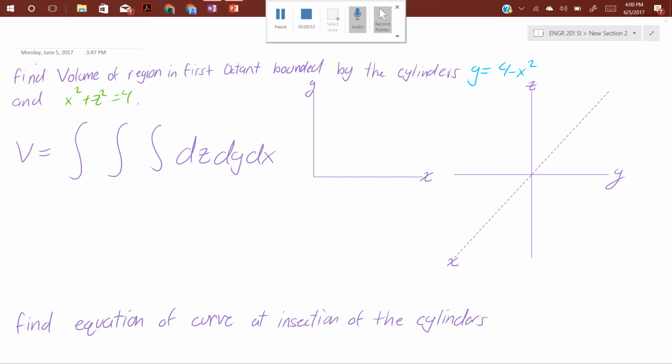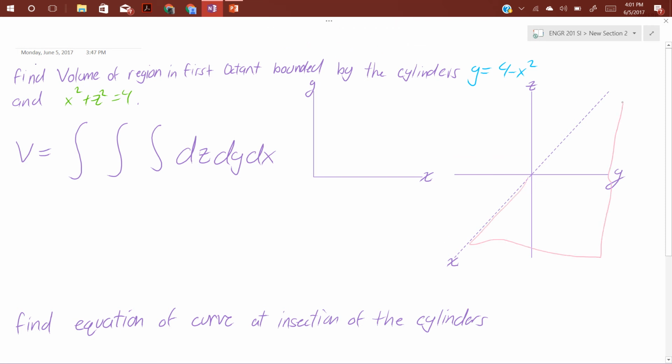The question is asking to find the volume of a region in the first octant. First octant meaning only the positive areas. So it's going to be this little square, the positive x, y, z, so we're looking in this region here. And it's bounded by two cylinders.